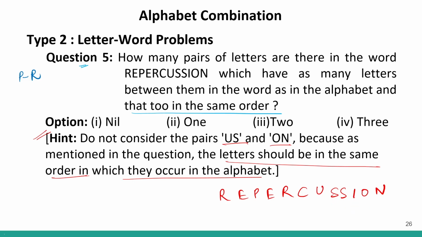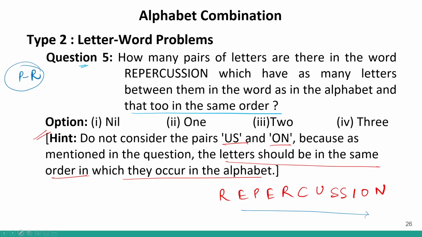Nothing is common. After I, we have J, K. Nothing is common. After O, we have L, M, N, O, P. So, nothing is common, and after N, we cannot move because we are moving in only one direction. So in total, we have only one pair, that is P and R.